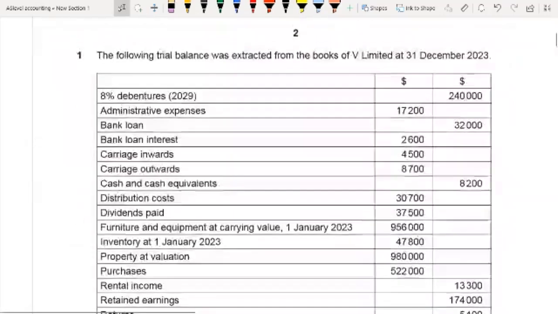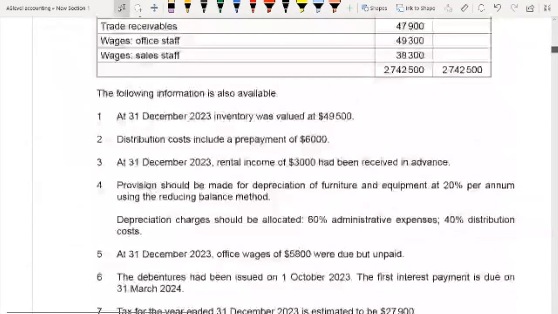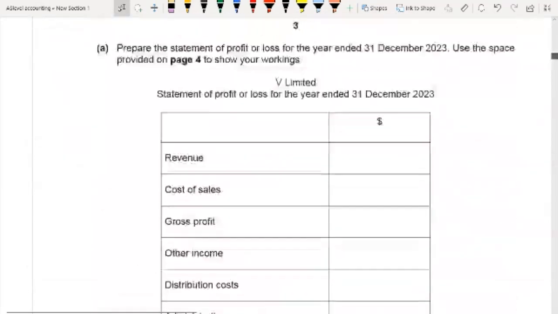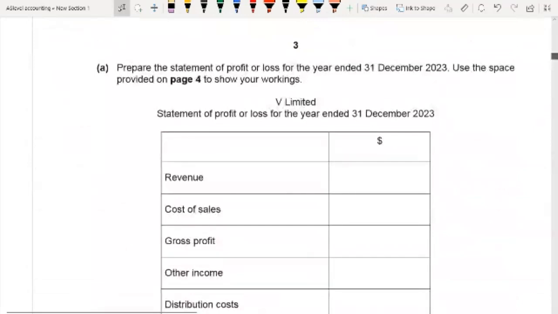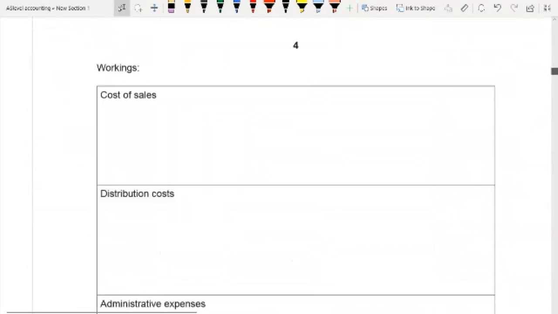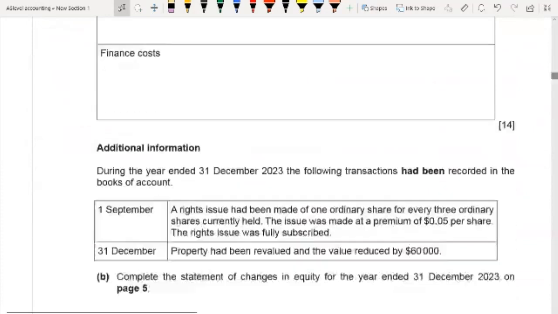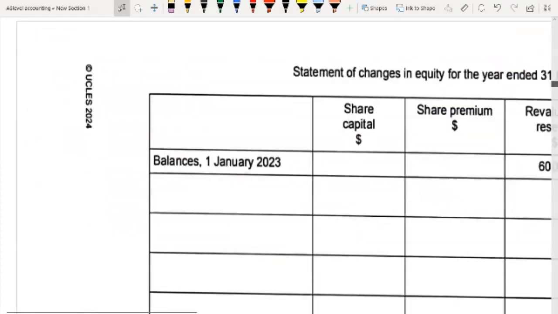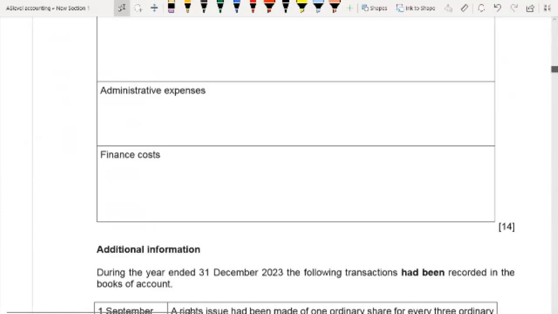In the first question, we have a trial balance extracted from V Limited. It means that this is a company accounts question. We have some additional information, and we have to prepare the statement of profit and loss for the year, and we have some space for working, and also we have to prepare a statement of changes in equity. So let's start.